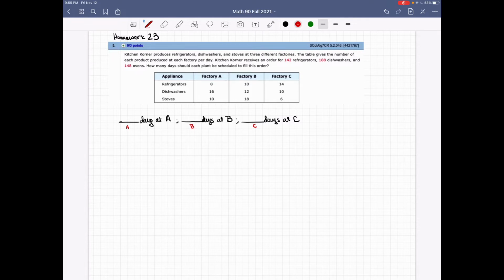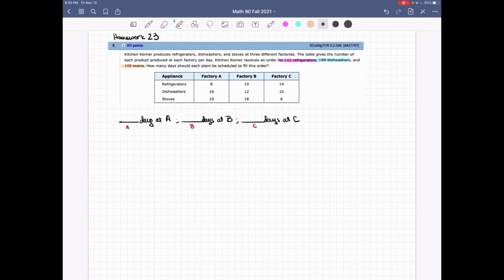Okay, so now let's look for those pieces of information that are going to describe the 3 relationships that we're going to use to solve this problem. Okay, so there they are. Kitchen Corner receives an order for 142 refrigerators, 188 dishwashers, and 148 ovens.